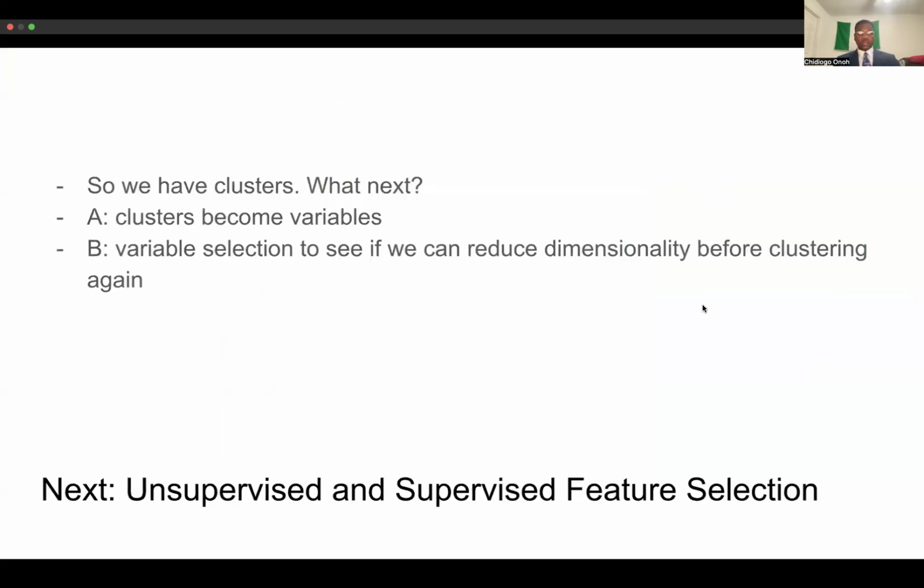So we have clusters. What next? Option A, we can turn our clusters into variables and continue with those. Or option B, we can do variable selection to see if we can further reduce the dimensionality of our data before clustering again. And so to proceed, we'll next look at unsupervised and supervised feature selection, which is option B.